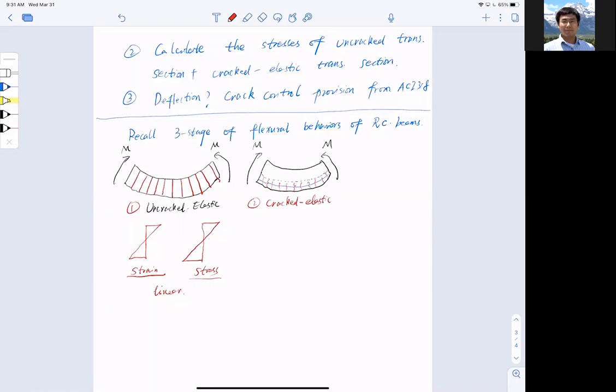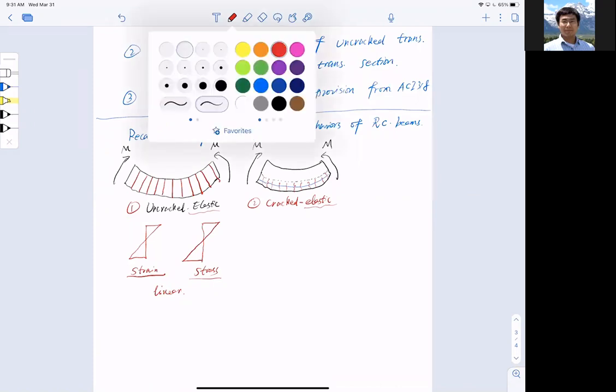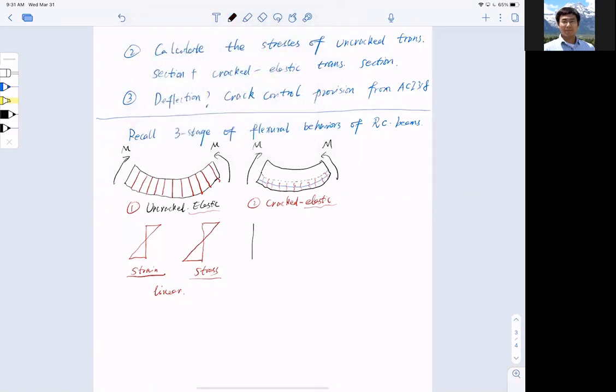Okay, cracked elastic. Now the stress distribution in this stage. Again, whenever you see the word elastic, there's some region that has to be linear. That is to say, if I have a section and I want to draw it, the bottom part loses concrete already. No concrete is connected anymore. The compression zone is here at the top.